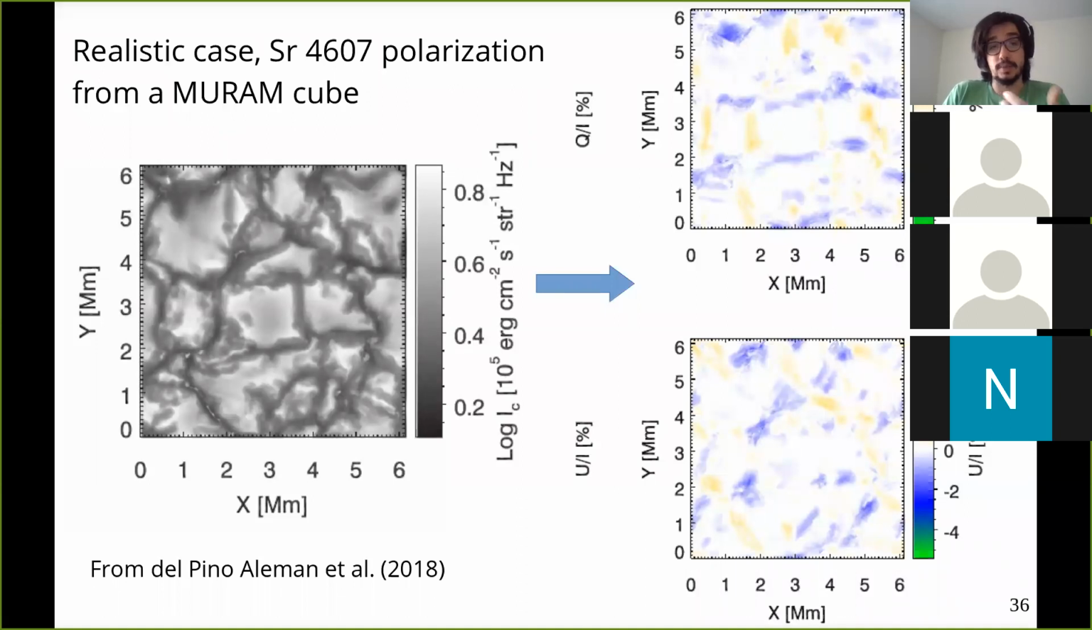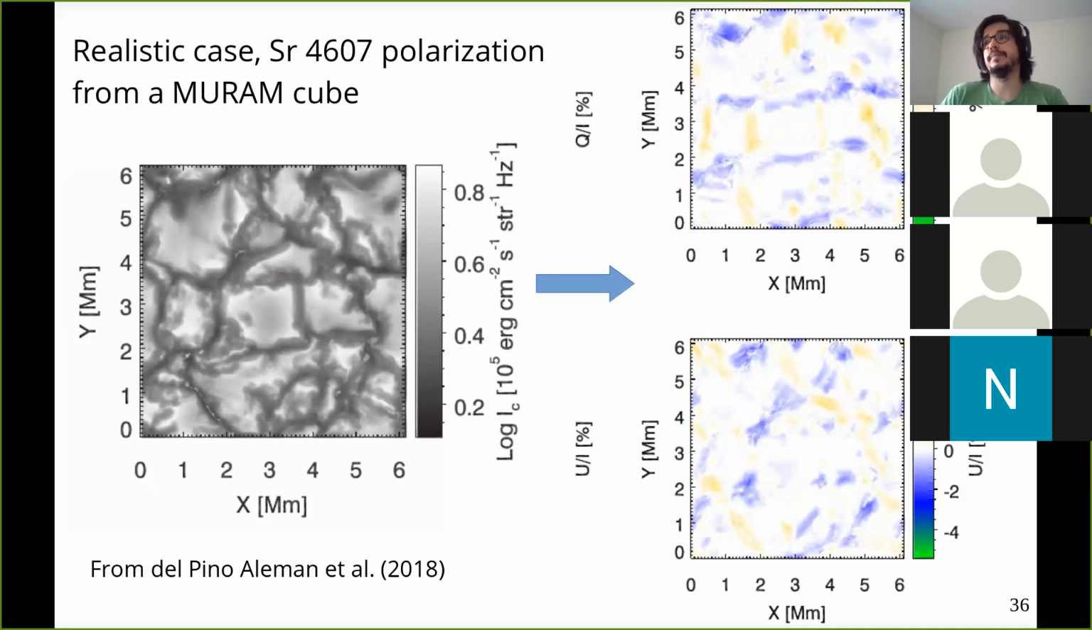And here we see that since the Muram cube is inhomogeneous, the radiation coming from different azimuthal angles is not the same, because, for example, when you are at the edge of the intergranule, from one side there is hot radiation coming from the granule, from the other side there's less radiation coming from the intergranule.